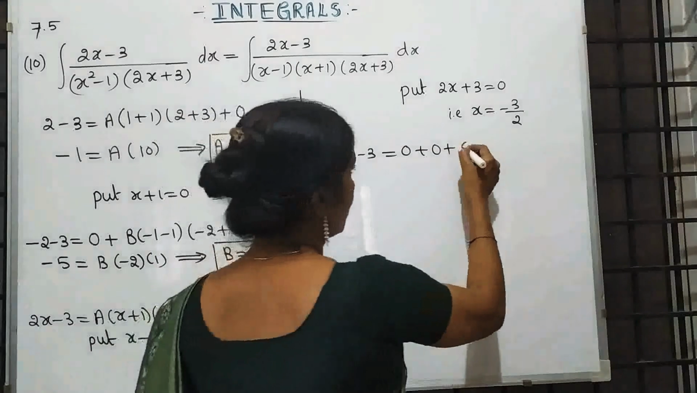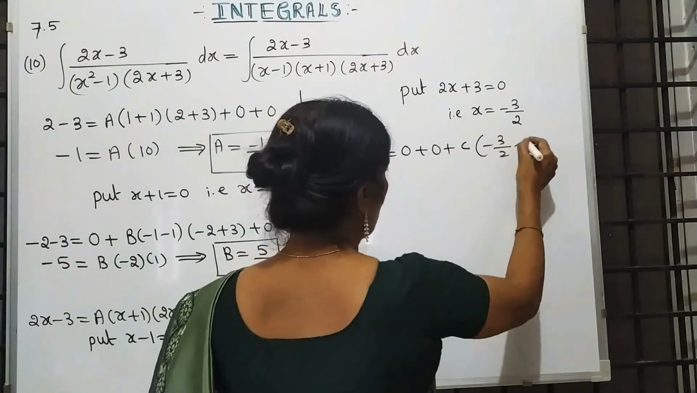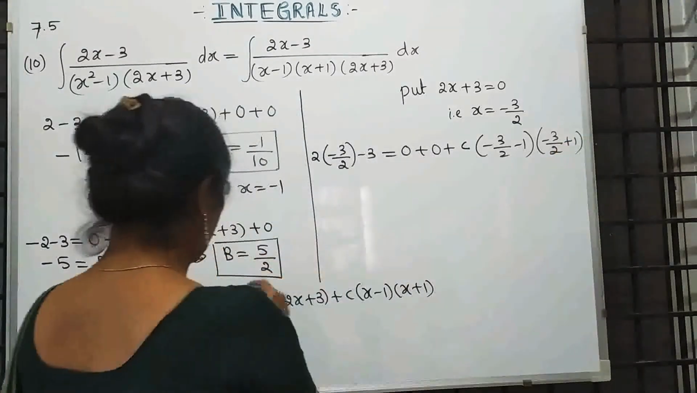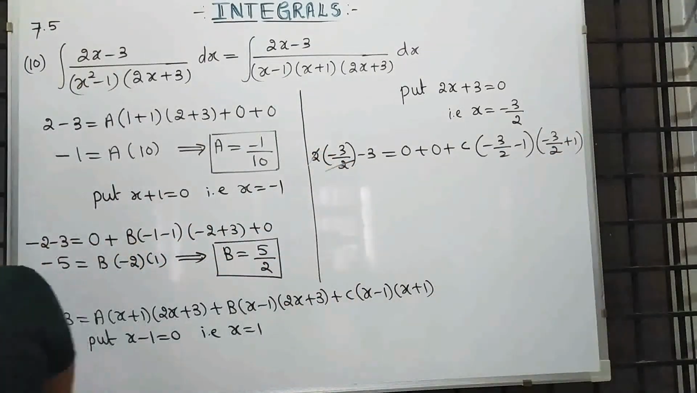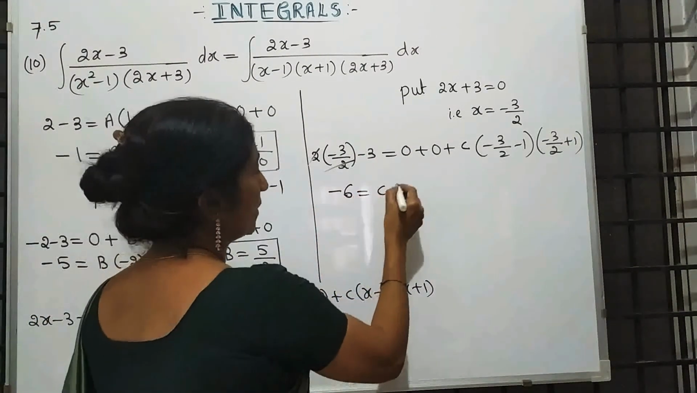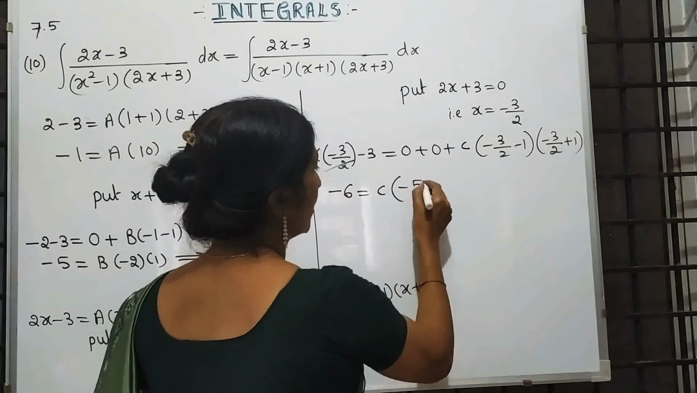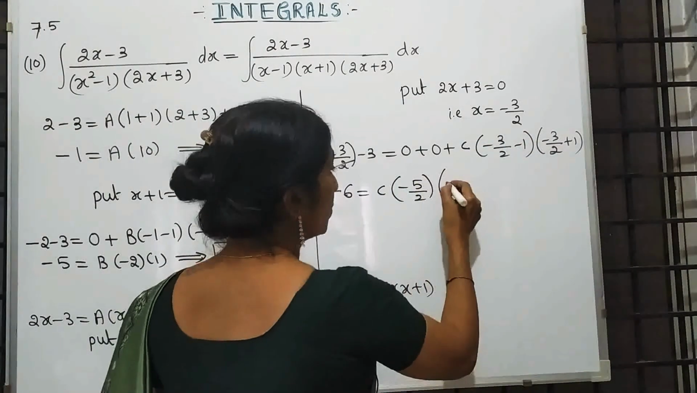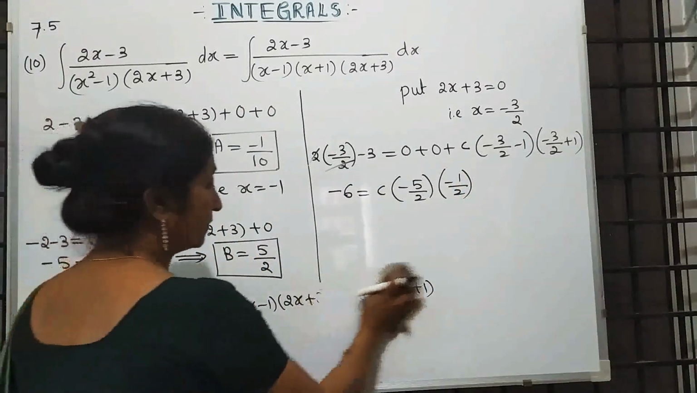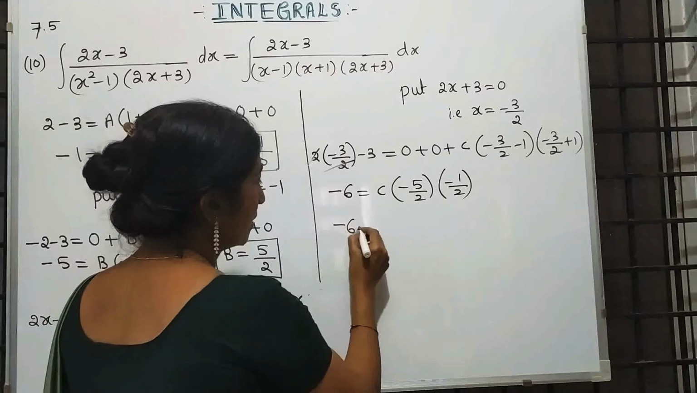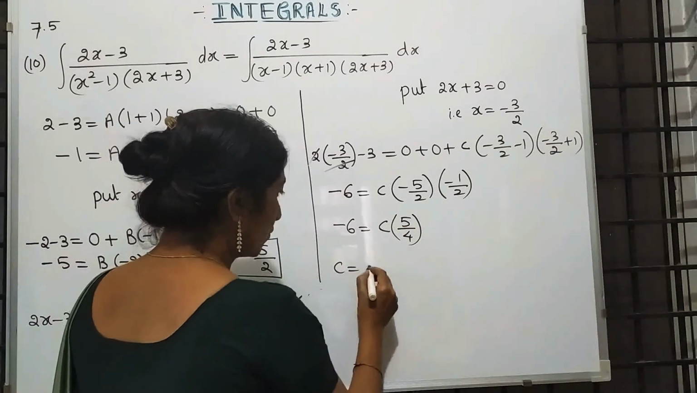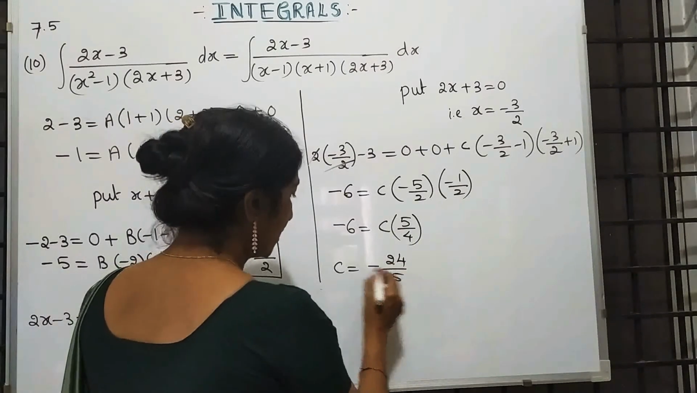C is minus 3 by 2 minus 1 into minus 3 by 2 plus 1. Here the 2 cancels, and minus 3 is minus 6. Taking the LCM, it is minus 5 upon 2 into minus 1 by 2. Taking the LCM and simplifying, minus 6 is equal to C into 5 upon 4. So C is equal to minus 24 by 5.